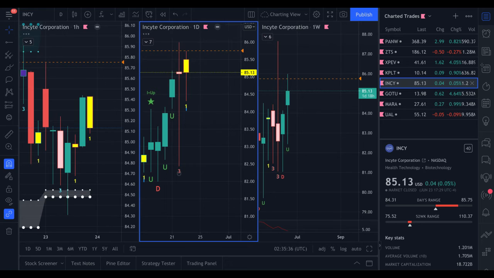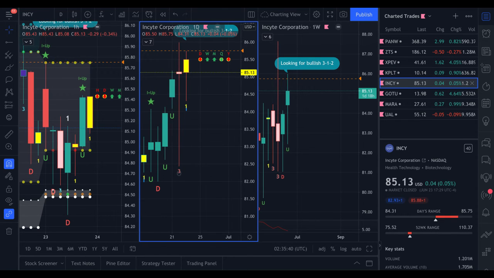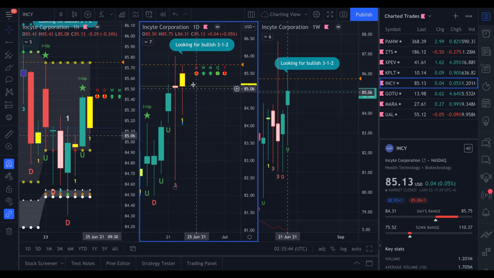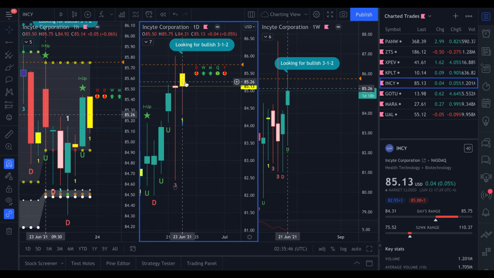Next up is INCY, and in this case, I'm looking for a bullish 312. Again, this is a red inside candle, so not biasing myself towards it, but if it does cross that alert, that's what I'm looking for.